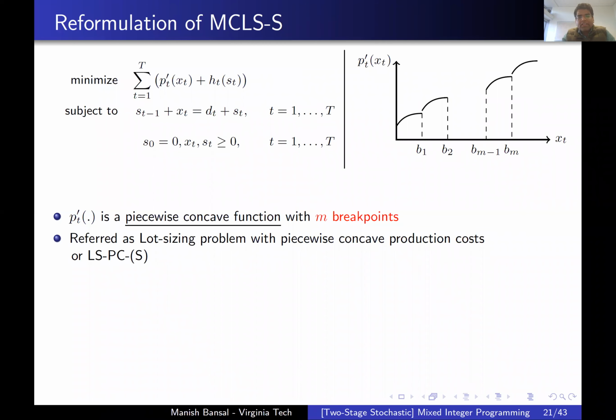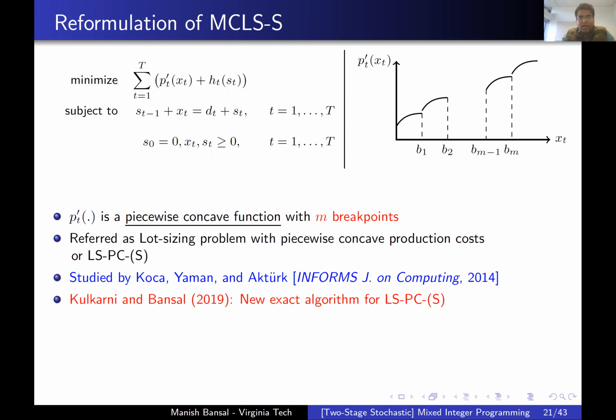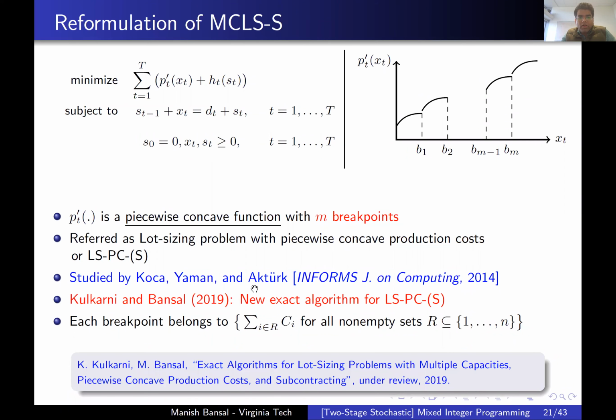This problem has already been studied in the literature. It's referred to as the lot sizing problem with piecewise concave production cost, and was studied by Koca and others. So we said, okay, let's understand this problem and the algorithm, and we developed a new exact algorithm which is computationally faster. I won't get into this algorithm, but even after having this algorithm for the lot sizing problem with piecewise concave production cost, the issue was that the number of breakpoints is exponential because each breakpoint belongs to a set where you have to consider all possible non-empty subsets of 1 to n.